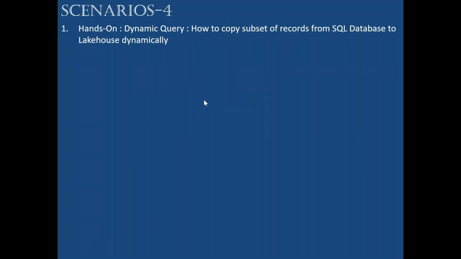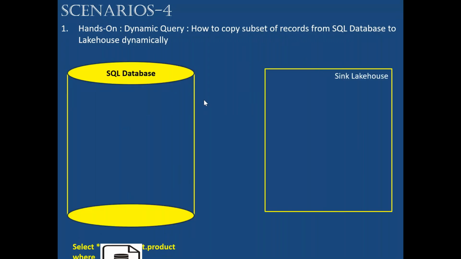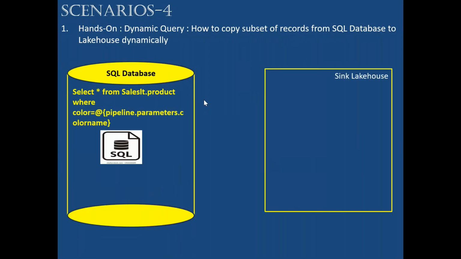The fourth way is basically dynamic query. Dynamic query means, let's say this particular date or this particular color, whatever you think of, I'm passing dynamically. For example, today you copied data for color equal to red. Maybe tomorrow, Monday, let's say red color. Tuesday, you have blue color. Wednesday, you have yellow color. Thursday, you have orange color, something like that. So you want to send different colors based on the day.